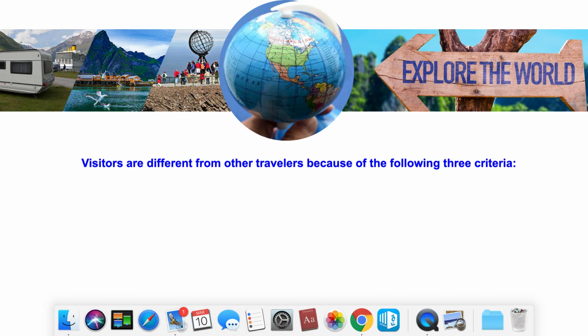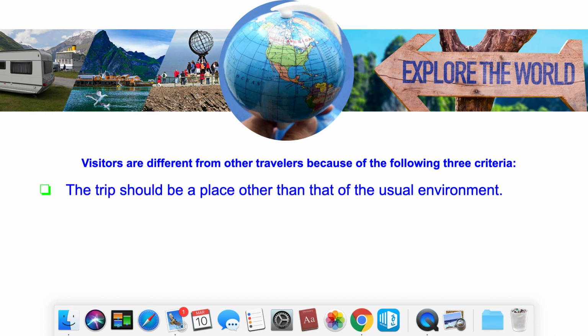Visitors or tourists are different from other travelers because of the following three criteria. First, the trip should be to a place other than their usual environment. So when a tourist or a visitor goes to another destination, meaning they'll be traveling, they're considered visitor or tourist because they're not going back to their place of residence, but they're in another destination for a certain reason.